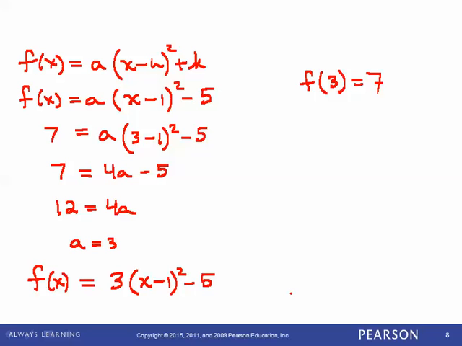Okay, so since it's 3 times (x minus 1) squared minus 5, question: is the vertex a minimum or a maximum? It's a minimum. You got it. Since a is equal to 3, a is greater than 0, you know it opens up. Therefore, our vertex is a minimum value.